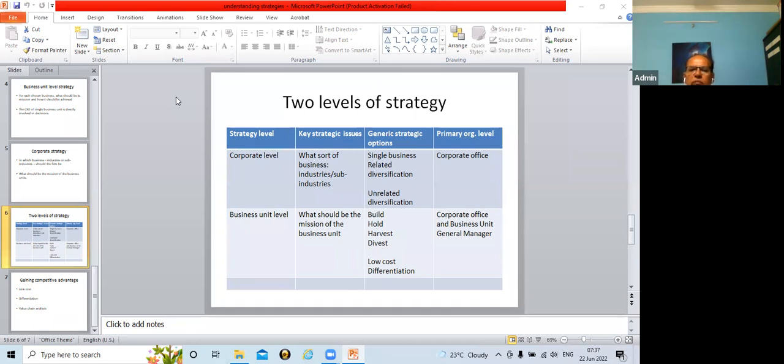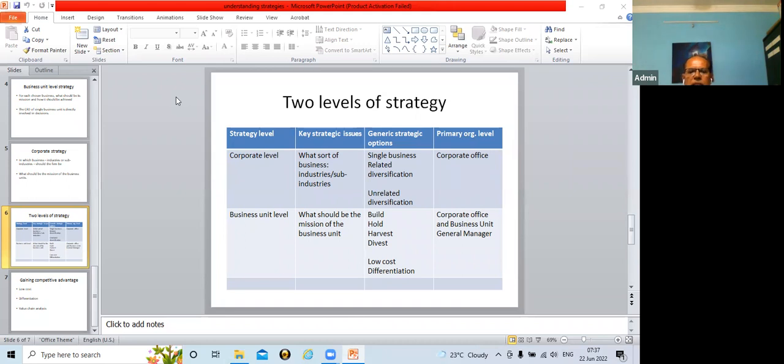Most big corporate houses go for diversification. Small corporates, because of shortage of funds, will not go for diversification. But the big corporations definitely go for diversification. Then the primary organization level is their corporate office. So this is about the corporate level.